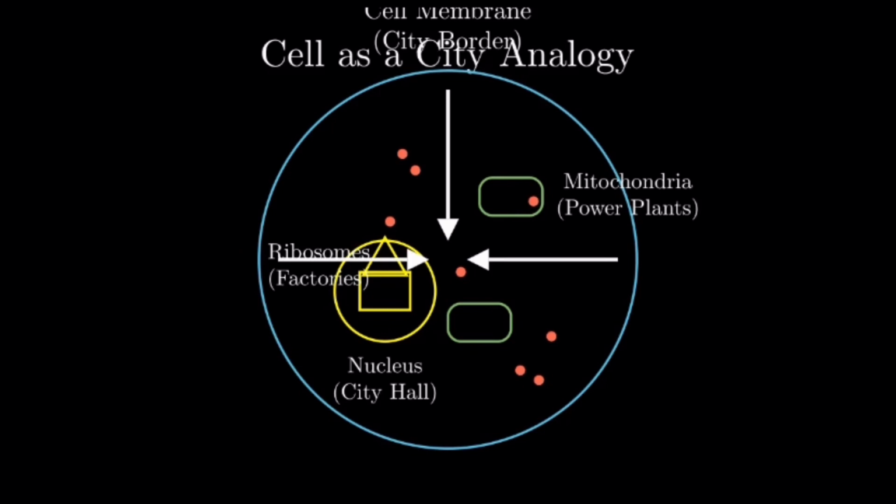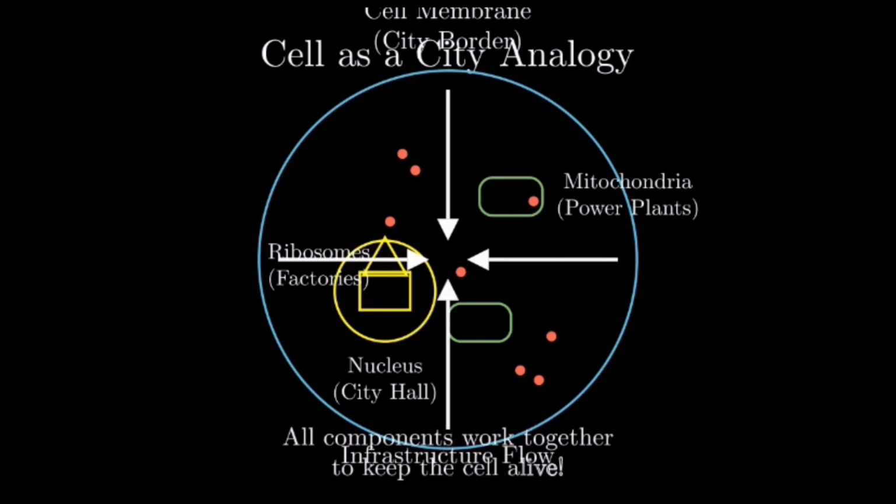To illustrate this concept, imagine a cell as a city, where the nucleus is the city hall, the mitochondria are the power plants, and the ribosomes are the factories. The cell membrane is like the city's border, controlling what comes in and out.